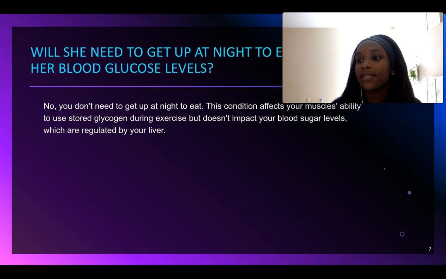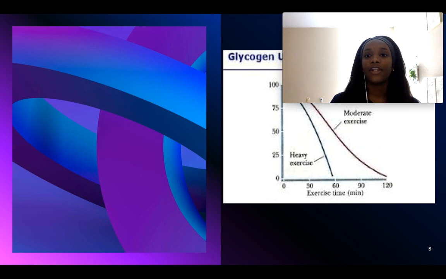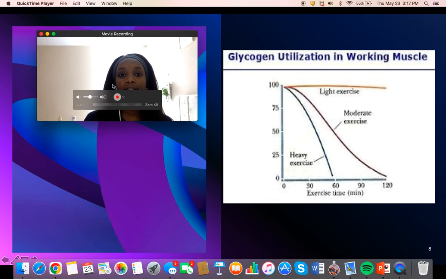The liver plays an important role in maintaining blood glucose levels, specifically during fasting, so while you're asleep. Therefore, this condition does not affect the liver's ability to regulate blood glucose, and there is no need for additional nighttime feeding. And here I have a picture depicting that.